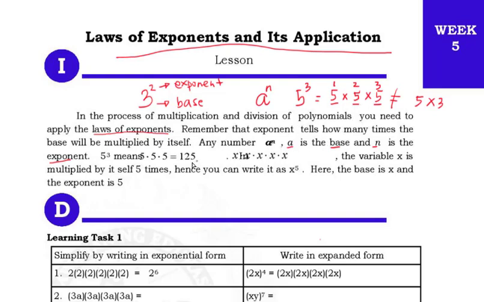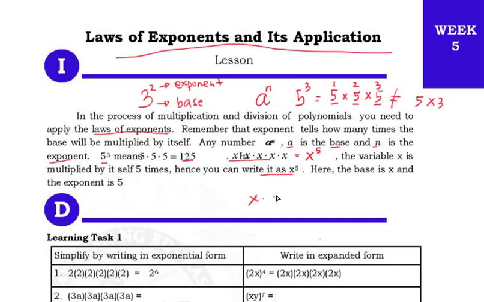So, kaya ang sagot ay 125 doon po sa 5 cube kasi 5 times 5, 25 times another 5 is 125. So, ito naman po, the variable x is multiplied by itself 5 times. So, parang x times x times x times x times x. Meaning to say, that is equivalent to x raised to 5. Sabi dito, hence, you can write it as x raised to 5.